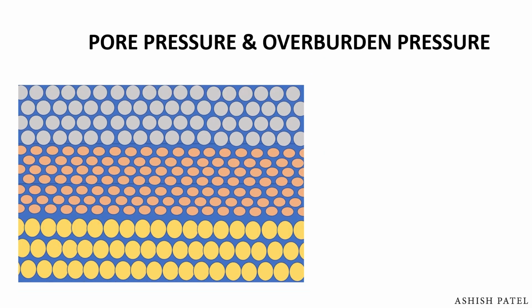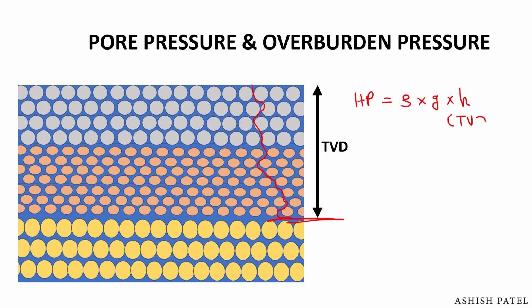Before we discuss pore pressure, let's clear the concept of hydrostatic pressure and overburden pressure. Hydrostatic pressure is defined as the pressure exerted by a column of liquid or fluid at a particular depth. It is mathematically expressed as rho into g into h. In field units, it is given as psi. It is also expressed in terms of hydrostatic gradient.